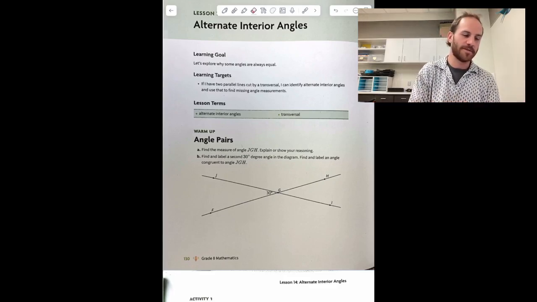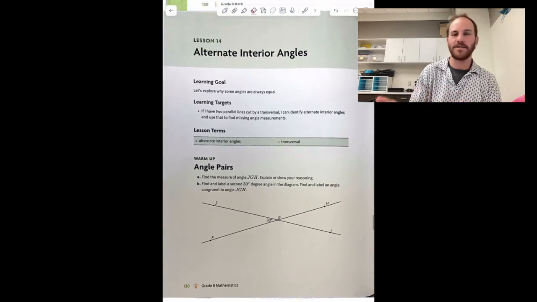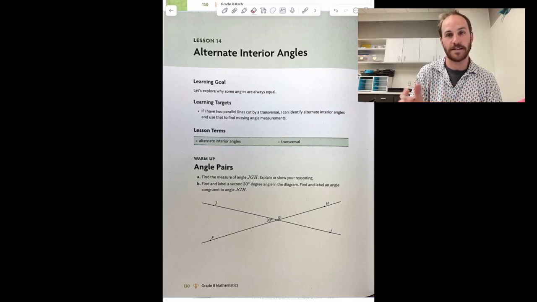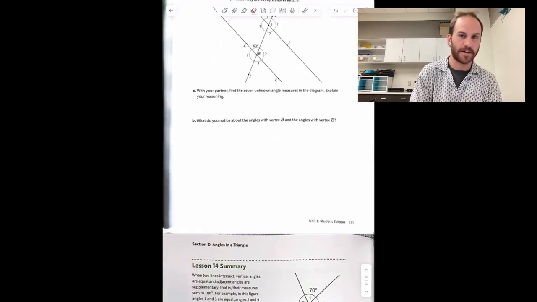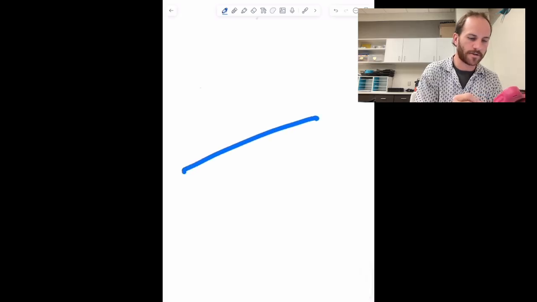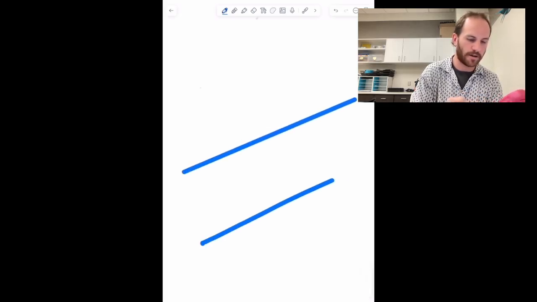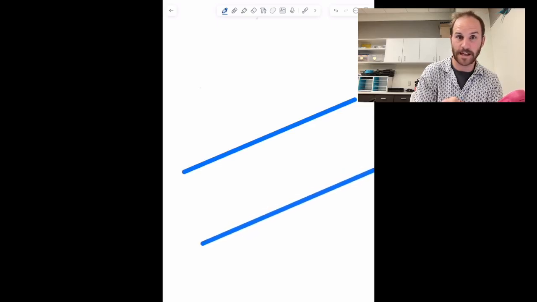Okay, so we're doing lesson 14 and 15 today. Lesson 14 talks about alternate interior angles, which you might remember from our Unit 1 vocab day. Okay, so let me show you what an alternate interior angle is real quick. Okay, so alternate interior angles occur when we have two parallel lines. Okay, I'm going to make these lines as parallel as I can.